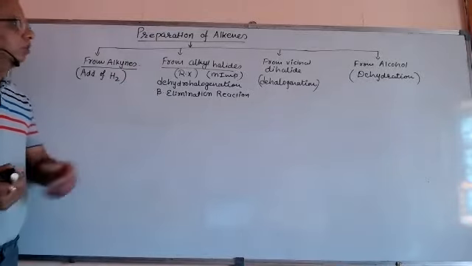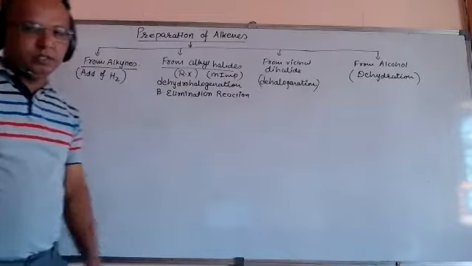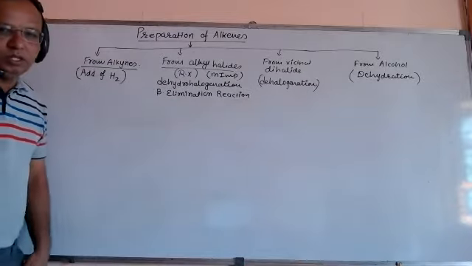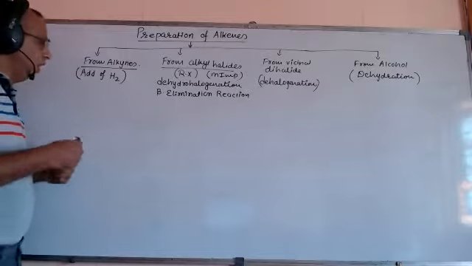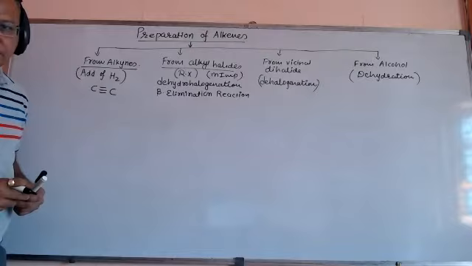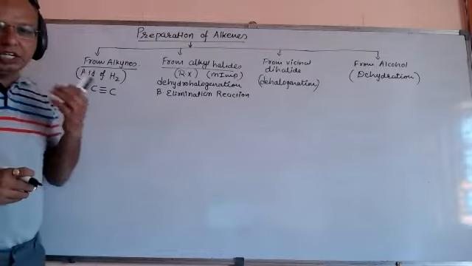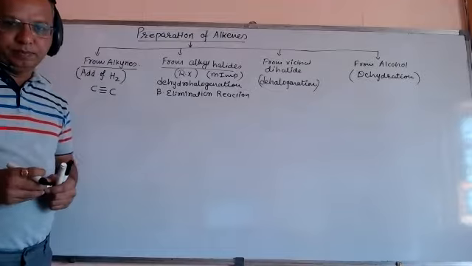So preparation of alkenes can be done by four various methods. First method out of them is simple, from alkynes. As you know, alkyne is C triple bond C. So to obtain alkene from alkyne, we should use addition of hydrogen.